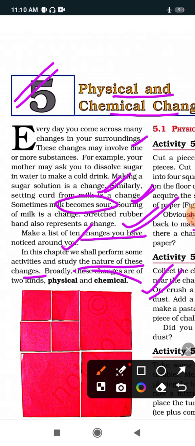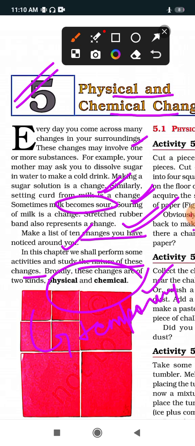So there are two types of changes. Clear. One is physical change, another one is chemical change. So what are the types of changes, students? Physical and chemical change. Physical change is a temporary change and chemical change is a permanent change. We will see afterwards. Now we will perform some activity.